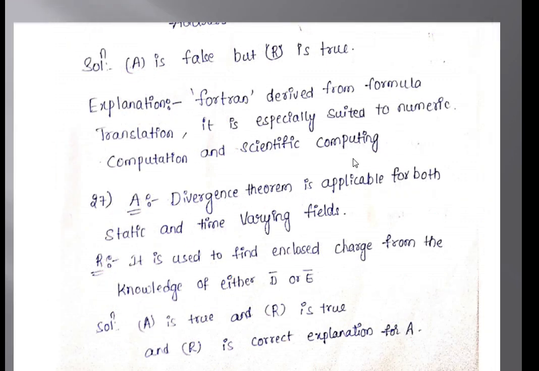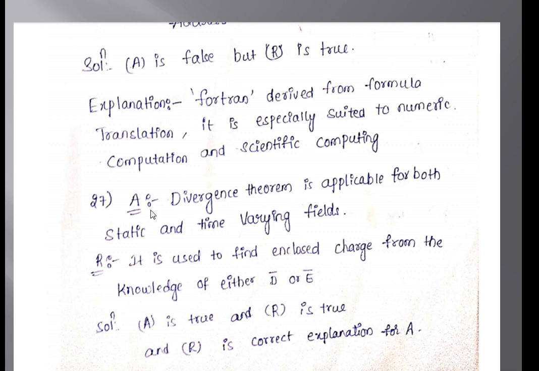So Fortran is derived from formula translation. It is especially suited to numeric computation and scientific computing. So for the above question, the assertion is false, because in Fortran we are not using any pointers, and the reason is that pointers are used for physical address. That is correct only. So the next question is 27.